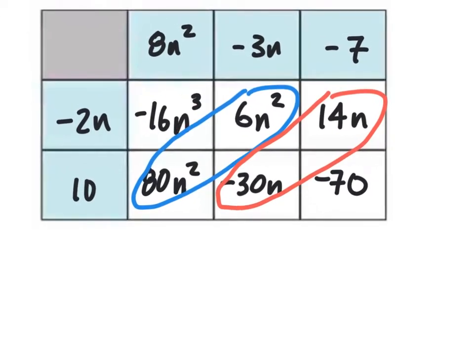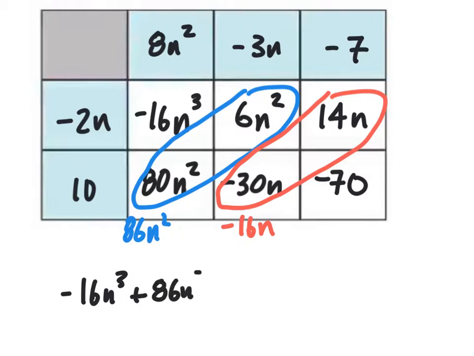Okay, so as a result, let's write this out. Let's combine these first. 80n squared plus 6n squared is going to give me 86n squared. And then I've got negative 30 plus 14, and that's going to give me negative 16, so this is negative 16n. So let's write out our first one, which is negative 16n cubed plus 86n squared minus 16n and then minus 70. Okay, and that's it.